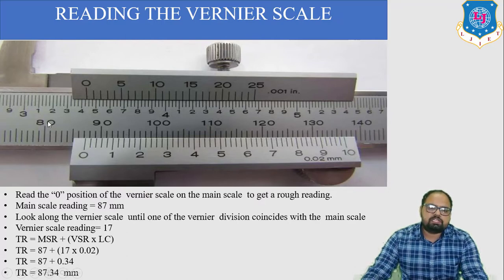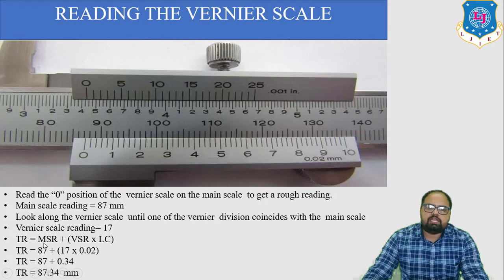First of all we need to read the zero position of this vernier scale. You can see this is 80 and the rough reading is 87 mm. Now after that we need to look along the vernier scale, and see which vernier division coincides with the main scale. You can see the 17th vernier division is completely matched. So the vernier scale reading is 17.